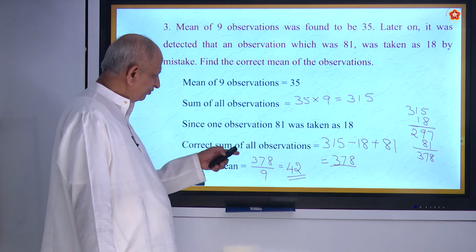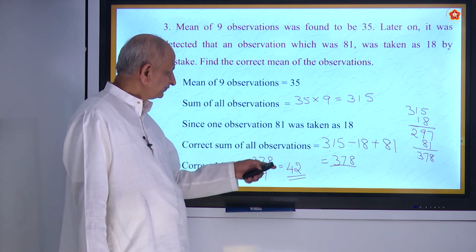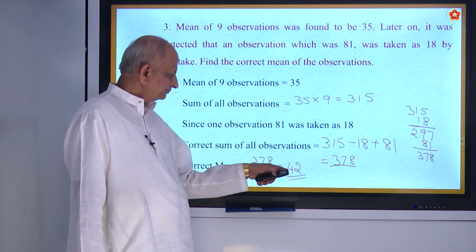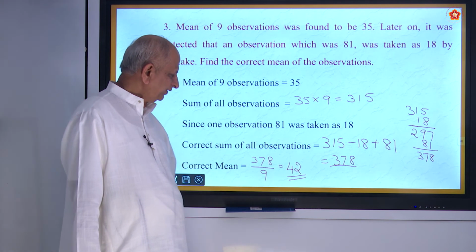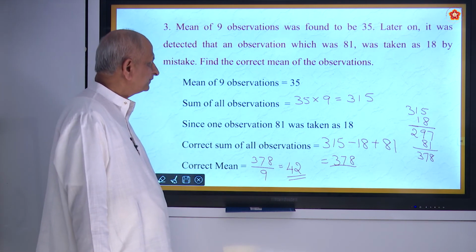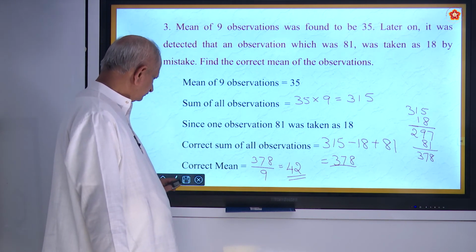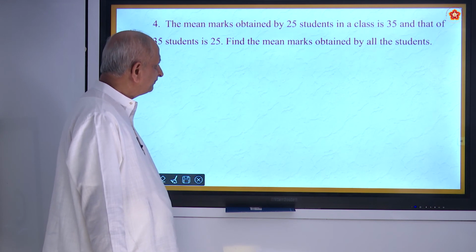So then you must know, see the average, it was 35, now 42 is the correct mean, okay? This is how to do it. Shall we pass on to the next sum?